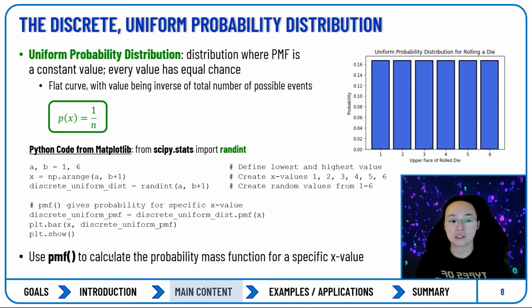So, take home message from here: whether you're using a uniform or binomial or Poisson distribution, anything that's discrete, the PMF function is going to calculate the probability mass function for a specific x value or for a specific range of x values. So that's the important one to remember. This one right here.